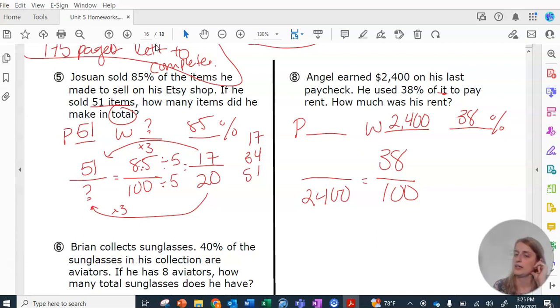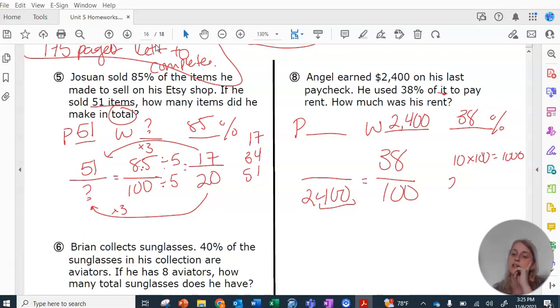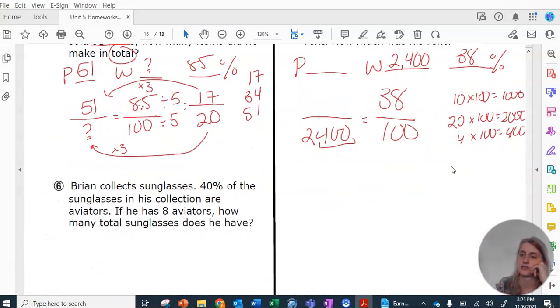So we need to figure out how many 100s make 2,400. Well, I know that 4 100s makes 400. And I know that 10 100s makes 1,000. So if 10 times 100 is 1,000, then 20 times 100 will give me 2,000. And 4 times 100 gives me 400. And, whoa, what'd I do? And these two together make 24 times 100, which is 2,400. All right, so this is times 24. 38 times 24 will give you your answer.